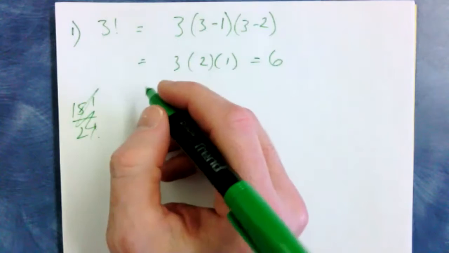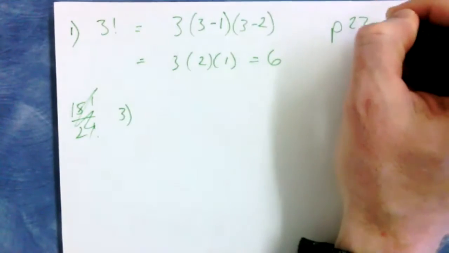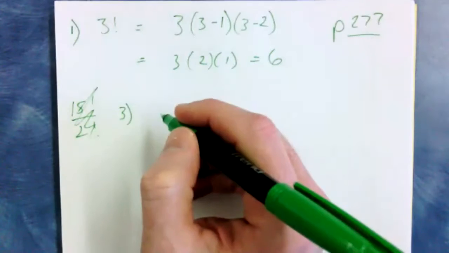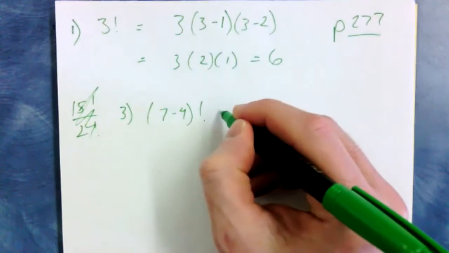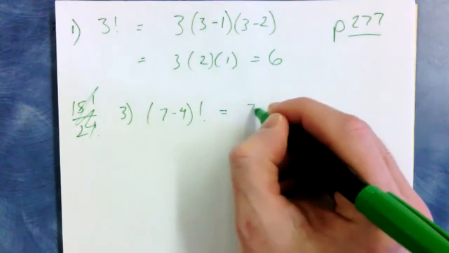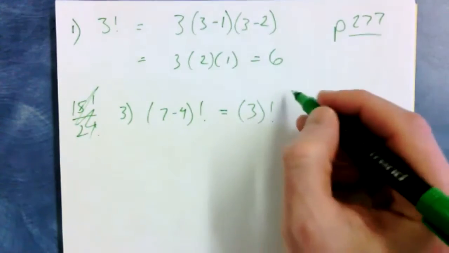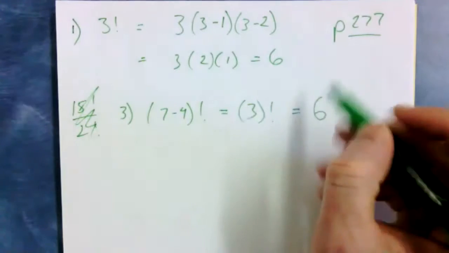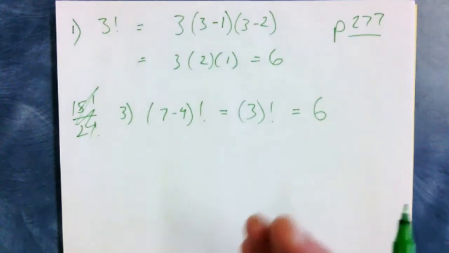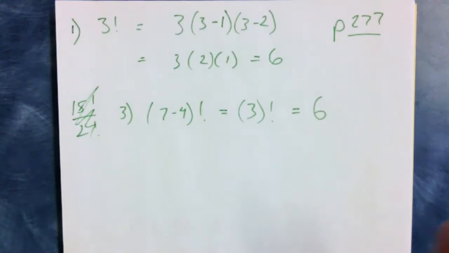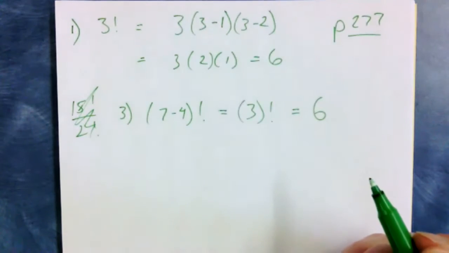So let's jump to number 3. This is all on page 277, by the way. Number 3 says 7 minus 4 factorial. I kind of hinted at this before. 7 minus 4 factorial is 3 factorial. At this stage, you don't need the brackets. 3 factorial is 6. Some like this, you'll find you're going to do them in your head and just remember. 4 factorial, 4 times 3 times 2. You don't need to go through the step in your head of times 1 because that doesn't change anything.